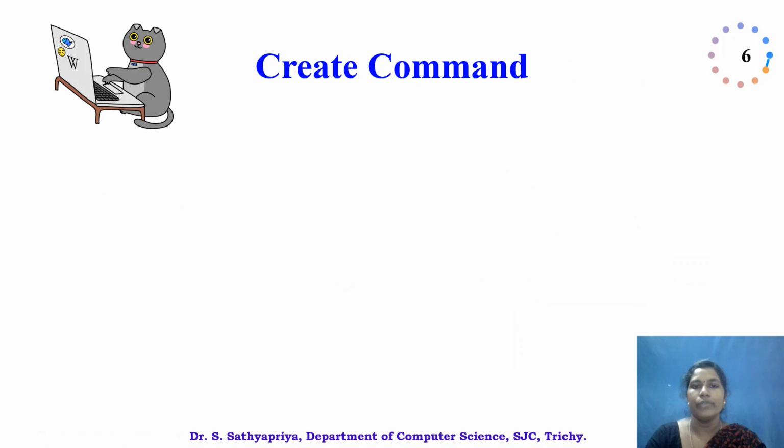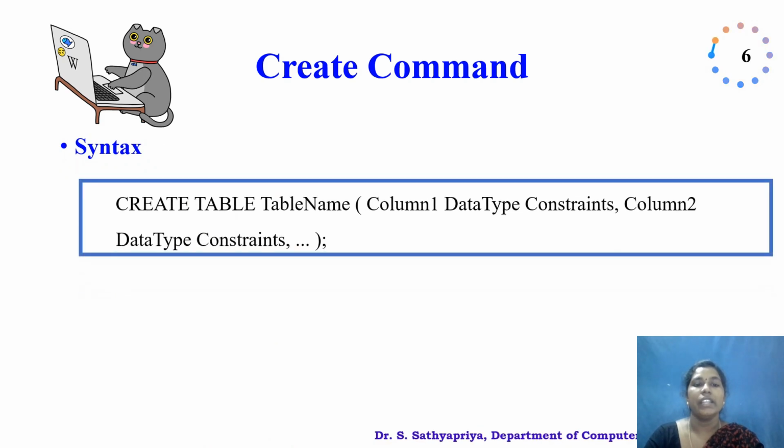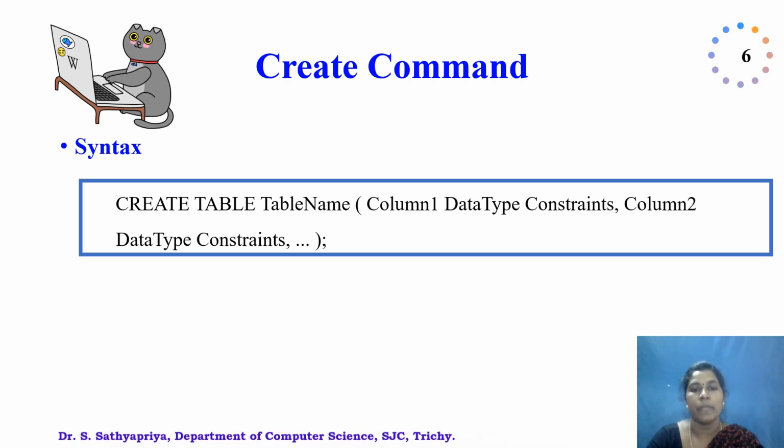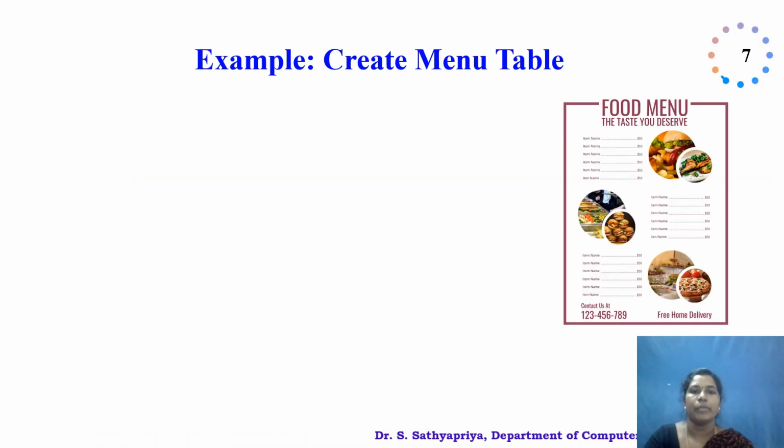The purpose of this command is to define the structure of a table including the column names, their data types and constraints like a primary key. The general format of the create command to create one table is: create table, table name, column names with their data types. We can use any names as column names. Consider an example.